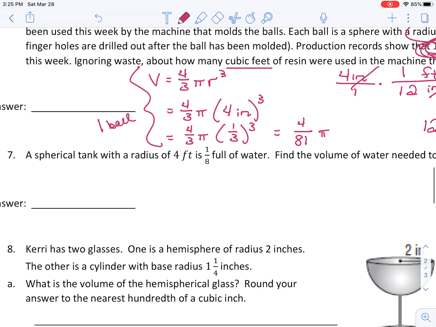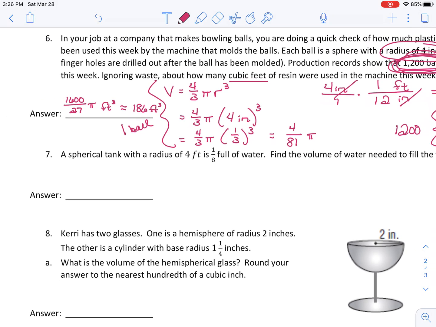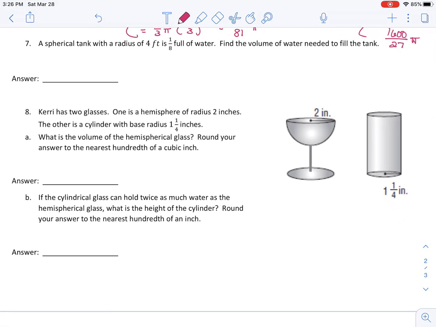They don't ask for rounding, so technically speaking, the best answer is 1,627 pi cubic feet. However, that's not a super realistic, reasonable, helpful answer, so I'm going to go ahead and say that's also approximately 186 cubic feet. That probably should have had rounding rules.